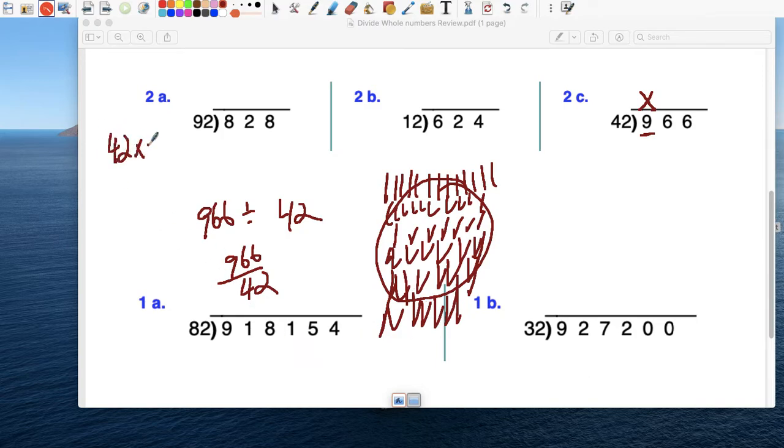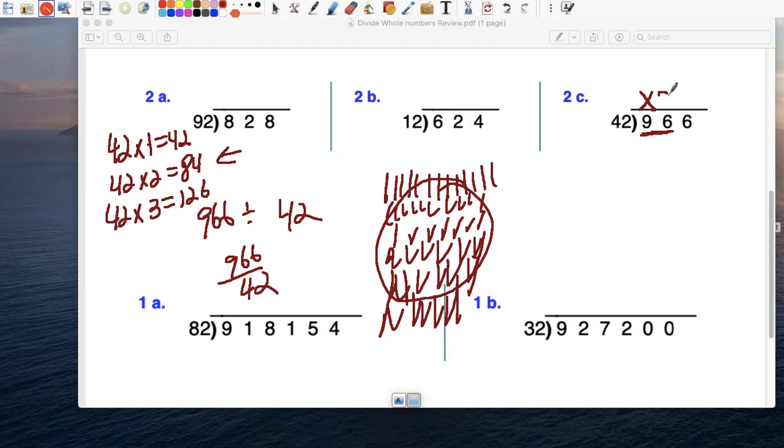42 times 1 is 42. 42 times 2 is 84. Ooh, so I have enough, right? 42 times 3. Can I make 3? 126. No. No puedo hacer 3, pero puedo hacer 2. So 42 times 2. So I'm going to put a 2 here on top of the 6. 42 times 2 is 84. Restamos. 6 minus 4 is 2. 9 minus 8 is 1. And we bring the 6 down.